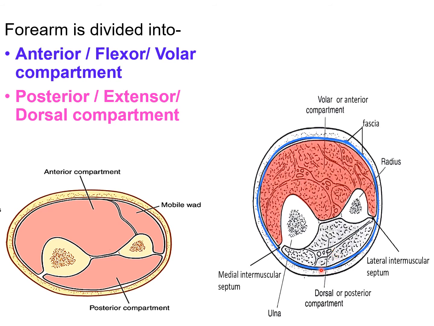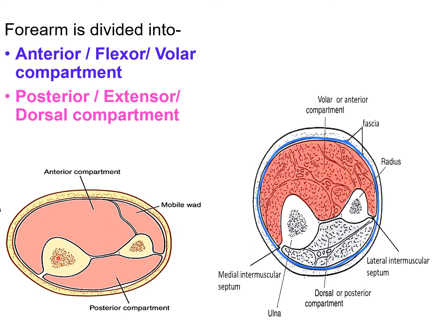Also at the wrist, this deep fascia is thickened to form the flexor and extensor retinaculum, which help to retain the digital tendons in position. We'll be discussing these retinacula in detail in subsequent slides.